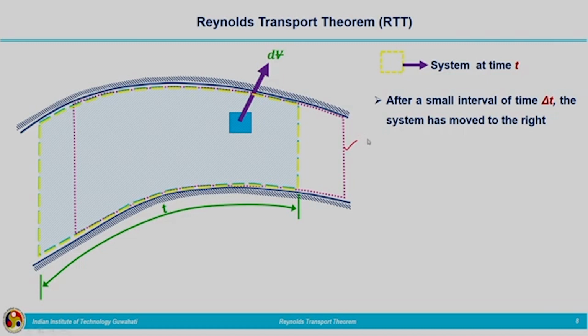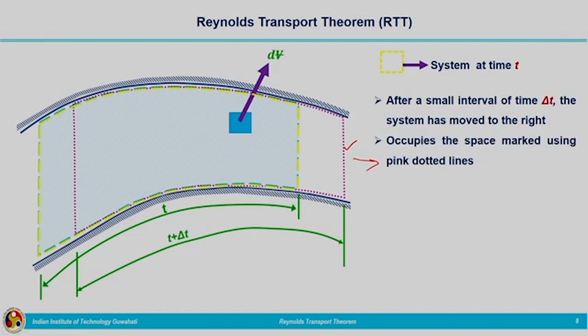Initially at time t the system was coinciding with the control volume, then as the time changed to t plus delta t, the system has moved to the right-hand side. Now the system is located at another location, and as time changes again, it will keep moving in the downstream direction, in the right-hand direction in which the flow is taking place. So the system at t plus delta t is marked by the pink dotted lines. Now, looking clearly at the figure, we have 3 different regions: region 1, region 2 and region 3. Initially the control volume and system were occupying regions 1 and 2.